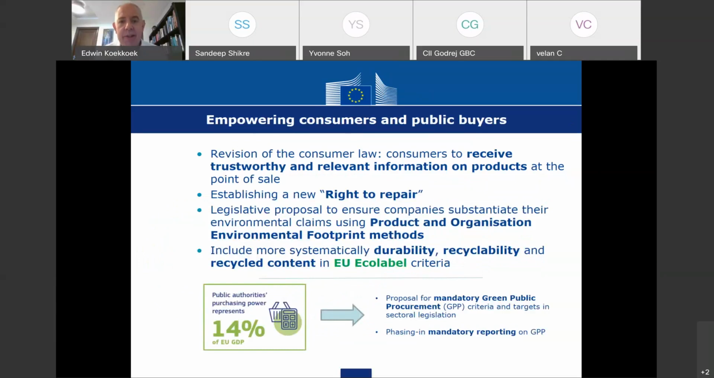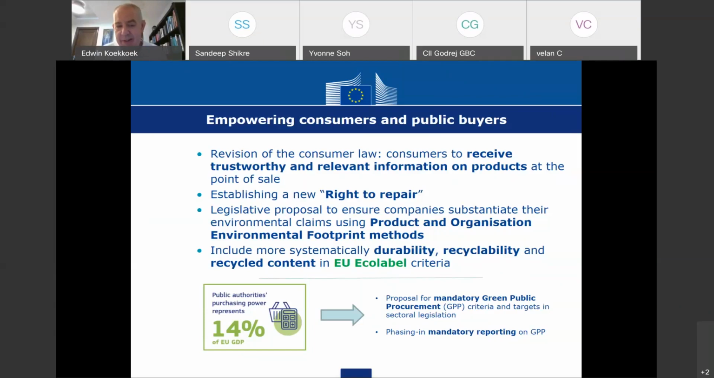So in order to empower our European consumers and public buyers, we want to revise the consumer law, in which it is important that the consumers receive trustworthy and relevant information on products. They also would receive the right to get products repaired. And also, companies should ensure that in their environmental claims, they use product and organization environmental footprint methods. The EU Eco Label, on which I will talk more, needs to include more systematically the durability, recyclability, and recycled content.